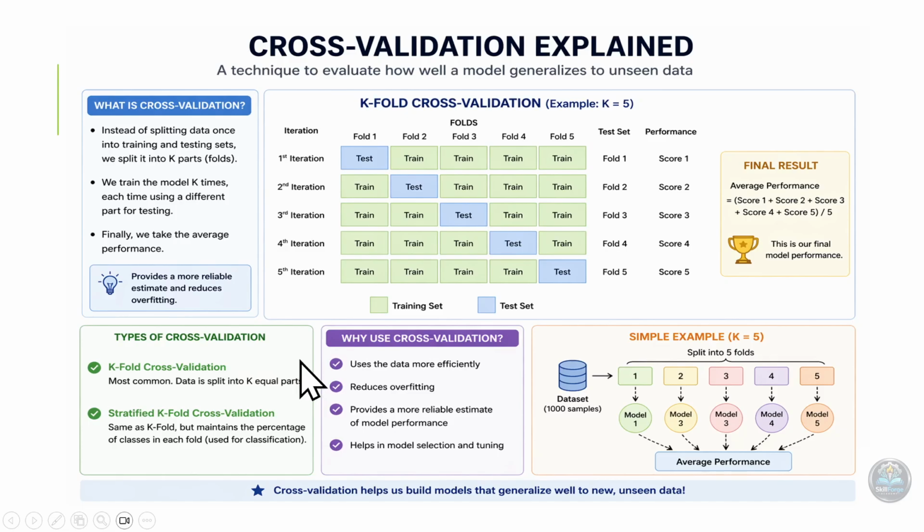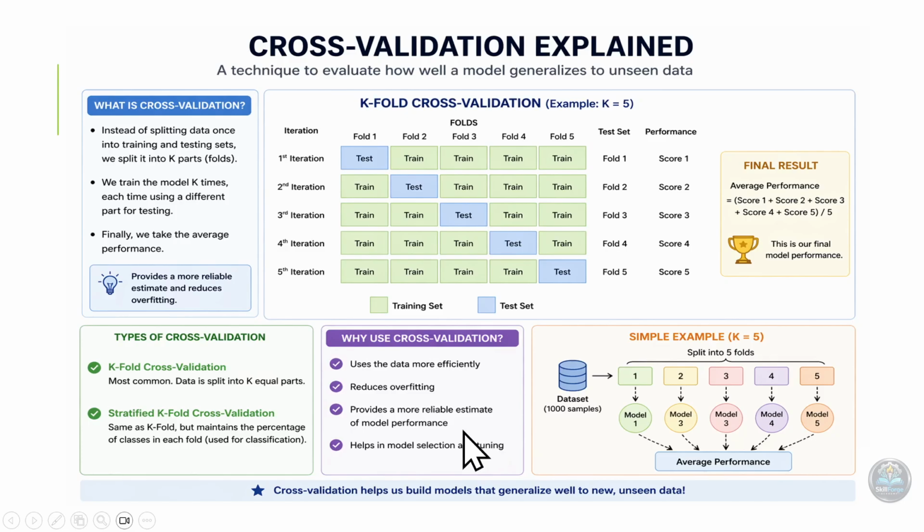This shows a simple example where data is split into 5 folds. Here you can see the data is split into 5 folds. Each model is trained and tested and the result is averaged. So cross validation uses data efficiently, reduces overfitting, and gives more reliable results.